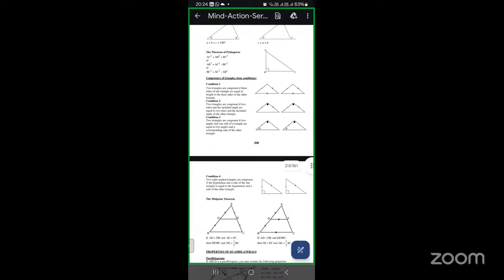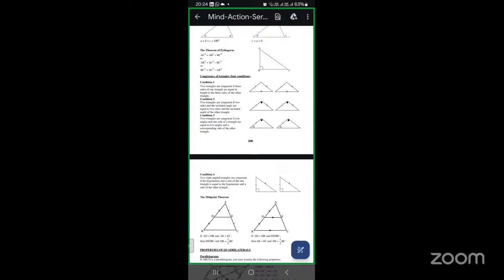Let me just continue. So, condition 3, we are going to have 2 triangles. These 2 triangles are going to be congruent if 2 angles of these 2 triangles are equal, and one side of the first triangle is equal to the other side of the second triangle, then those triangles are congruent, which is going to be angle side angle.